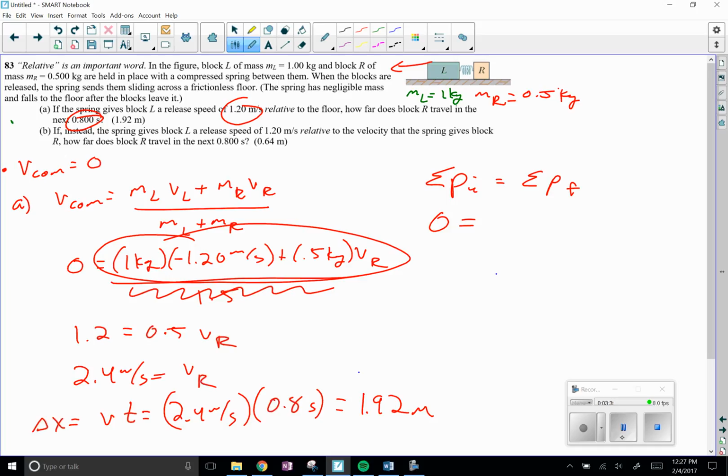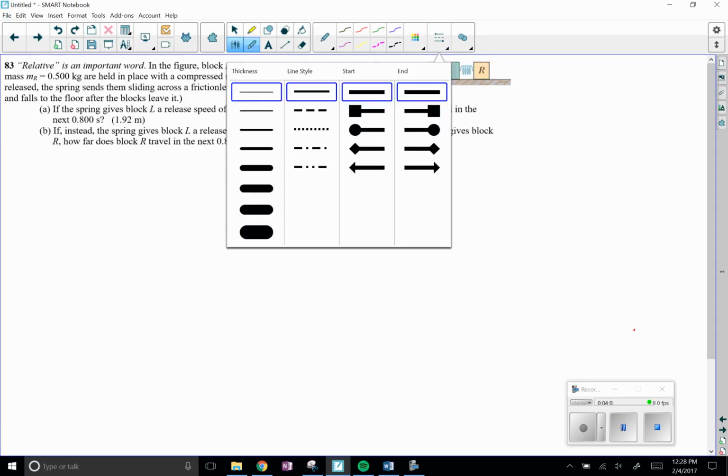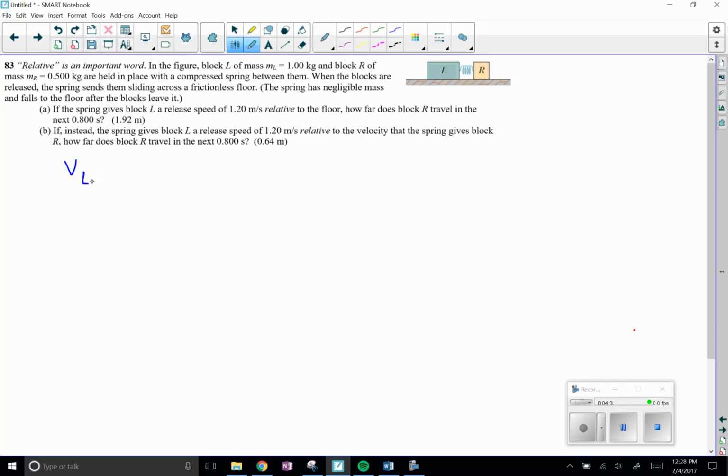Let me clear up the board here. Okay, now in part B, it's basically the same idea, but this time our velocities are given relative to the other block. So here's what we know. It says the spring gives block L a release speed, so the velocity of block L is 1.2 meters a second relative to the velocity of block R. So the idea is if block R is moving this way, then block L is going to be moving this way at a velocity of 1.2 relative to the other.